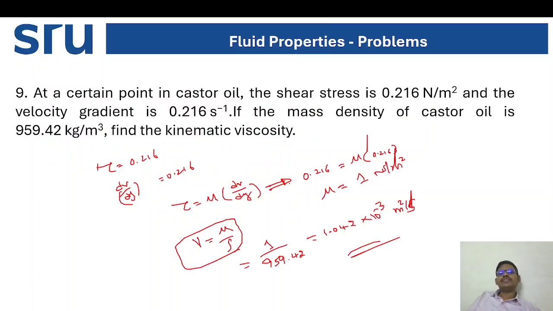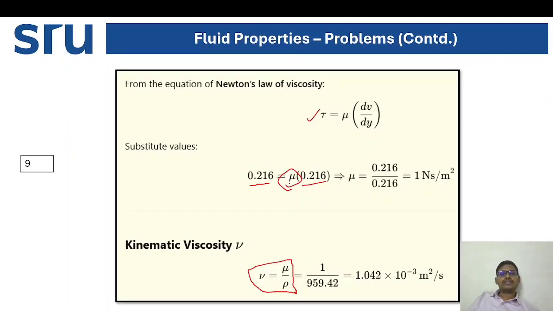And here it just introduced the shear stress, like kinematic viscosity. The shear stress equal to mu into du by dy, such that we got mu, that is dynamic viscosity. Then from dynamic viscosity we will get kinematic viscosity with respect to the rho. That is what I have mentioned here.